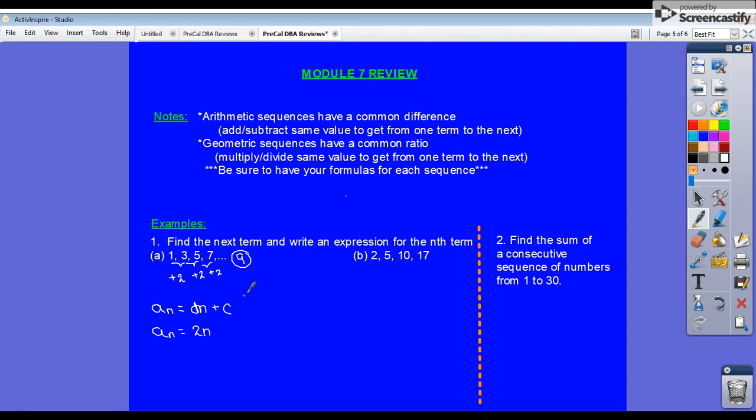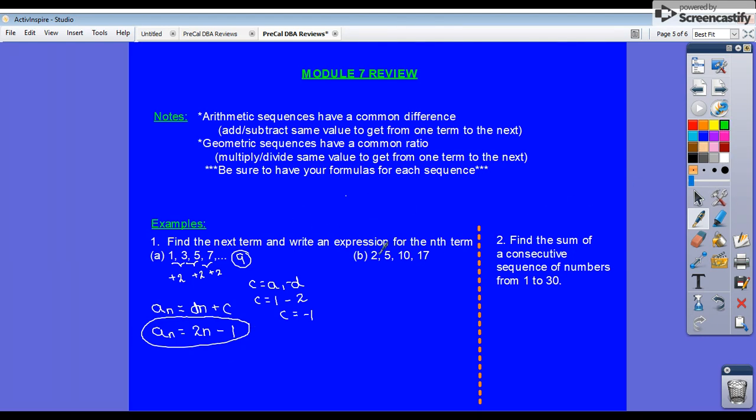For c, c is the first term minus the difference. So if I look at this sequence, the first term is 1 minus the difference, which is 2. c would equal -1. So replacing c with -1, because I'm not going to put plus -1, just -1, I have my nth term expression.